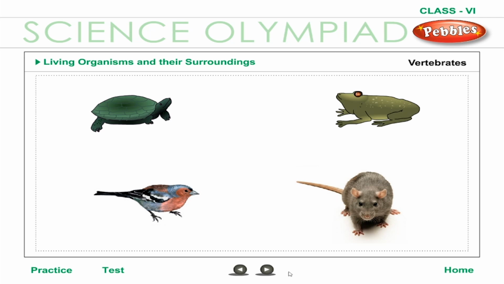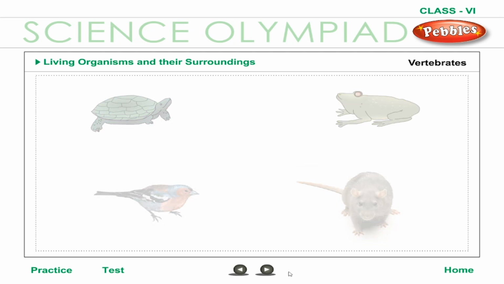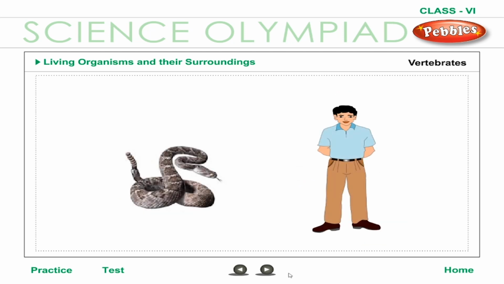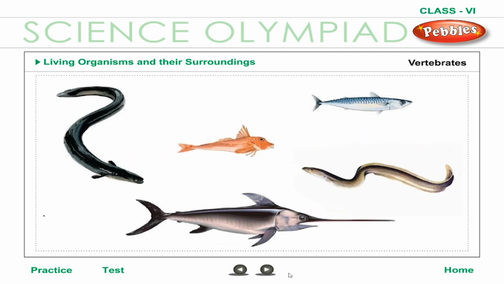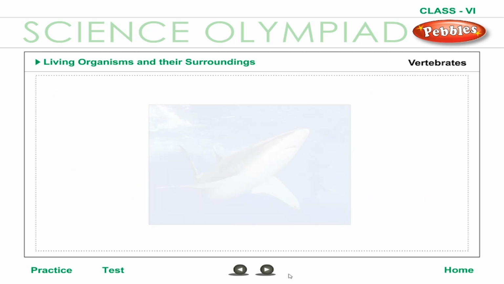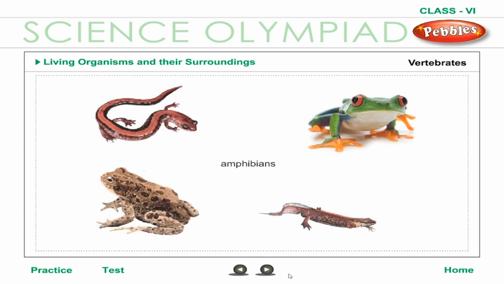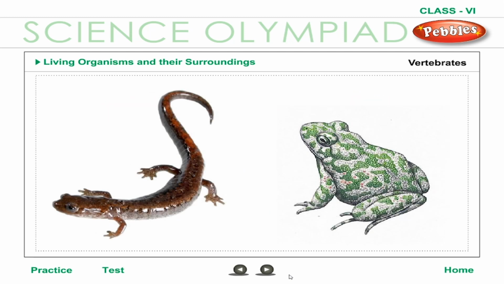Vertebrates. Animals with a backbone or vertebral column. Example, snakes, man. Pisces. All types of fishes. Example, shark, sardine. Amphibians. Animals which can live in water as well as on land. They reproduce by eggs. Example, frog, toad, salamander.